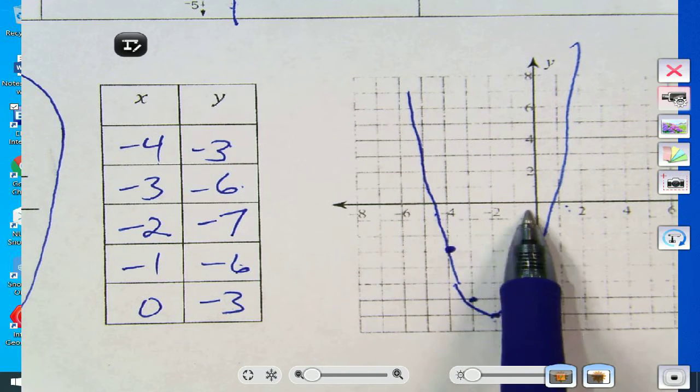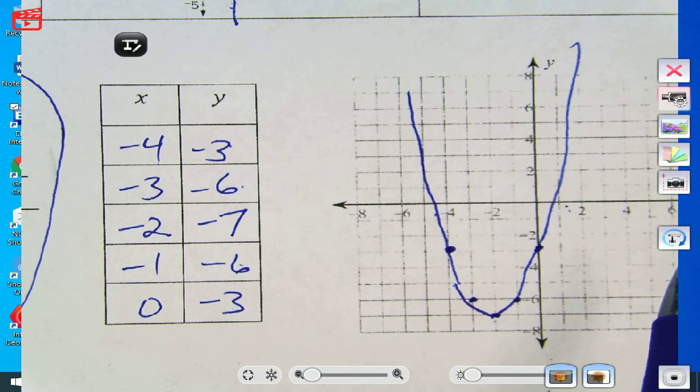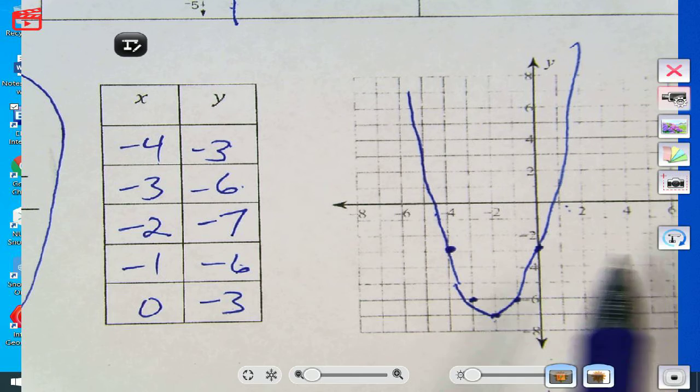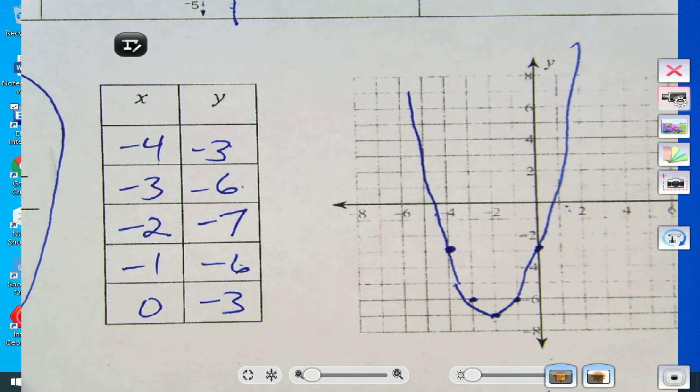Range. Range, you can look at the minimum and the vertex. So it's going to be y. If it's a minimum, it's going to be greater than or equal to? 5. Where are you getting 5 from?